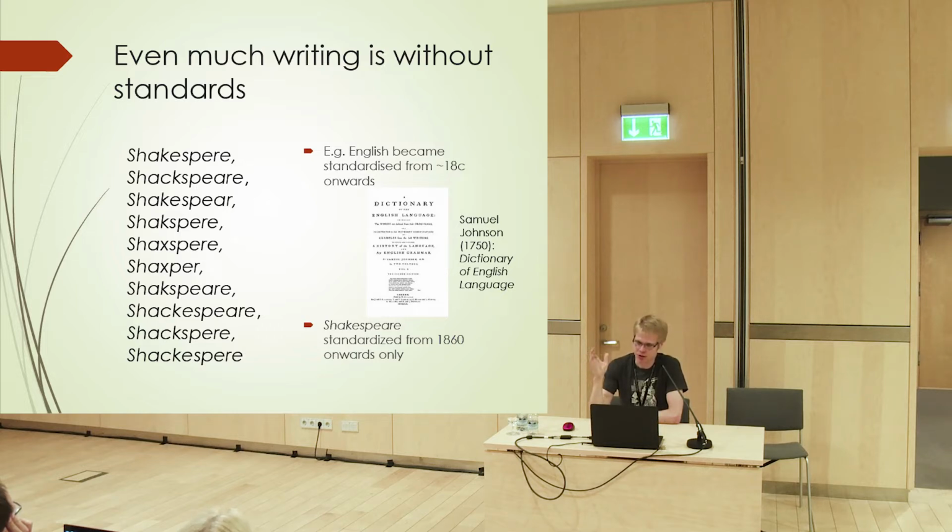English became standardized from around the 18th century onwards. Influential people wanted to improve their language a little bit and started following the dictionaries, to get higher in social ranks, for example. And the word Shakespeare, as we know it, was standardized only from 1860 onwards. So for a long time, there was no clear, agreed upon way to spell the name.